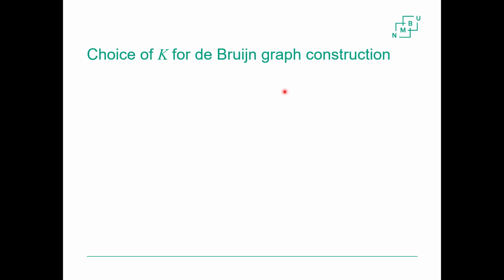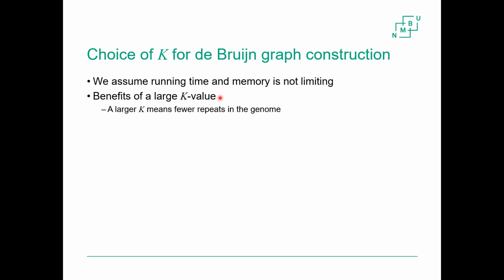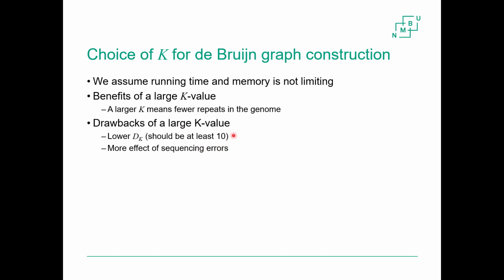The choice of the k, the length of the k-mers. So if we don't bother about running time or memory, which is usually something we have to bother about, but for now, let's not do it. The benefits of having a large k value, that's obvious, right? The larger k means fewer repeats. So why don't we choose k as big as possible? I mean, use the whole read as a k-mer. That's the biggest k you can have. Use the whole read, right? No. There are some drawbacks of large k value as well.